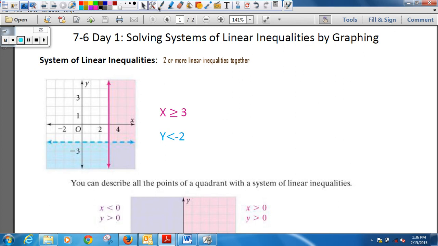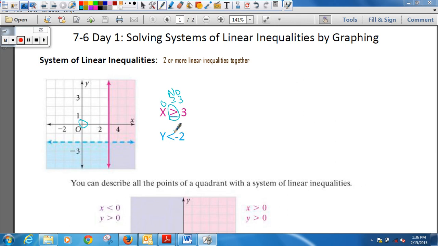So if I look at this first one here, the pink line is representing x is greater than or equal to 3. It is a solid line, again, remember, because of this equal to part. If I plug 0 in here, 0 would not be greater than or equal to 3. So that's why this side is shaded and not the side with 0, 0.